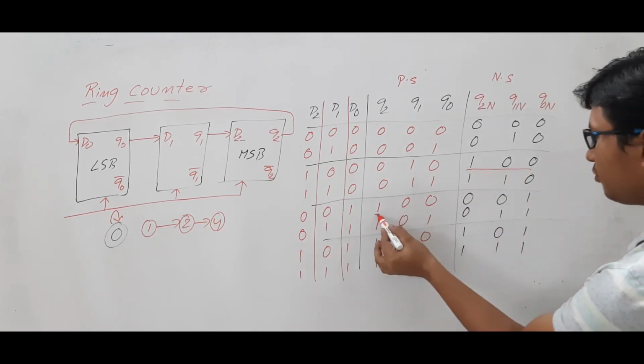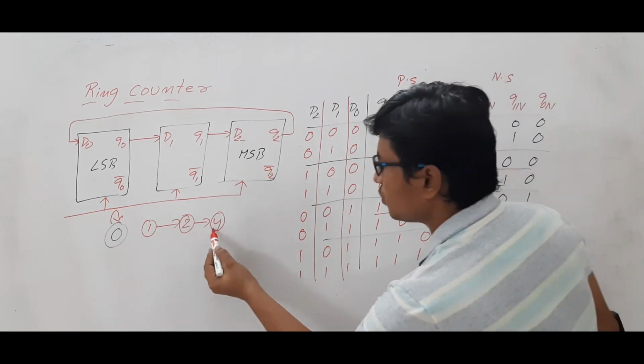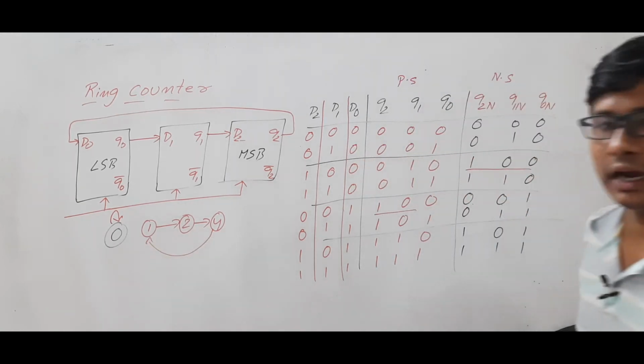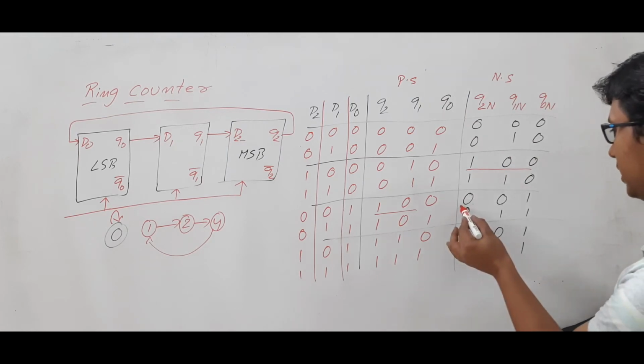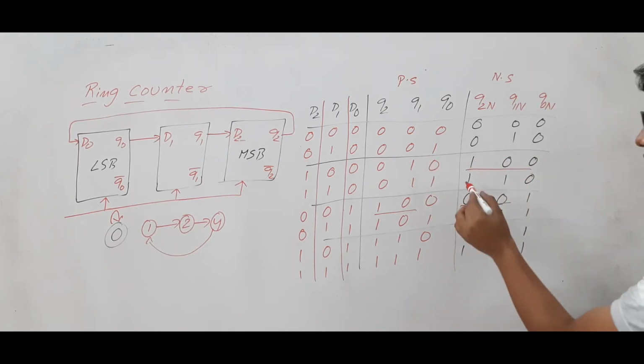Now take 4, where are you going? You are going to 0, 0, 1, which is 1. From 4 you are going back to 1. Now from 1, where are you going? Again 2. Am I right or wrong?